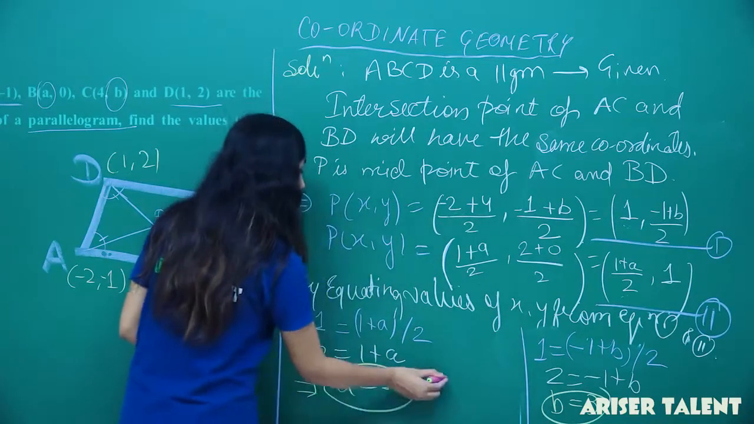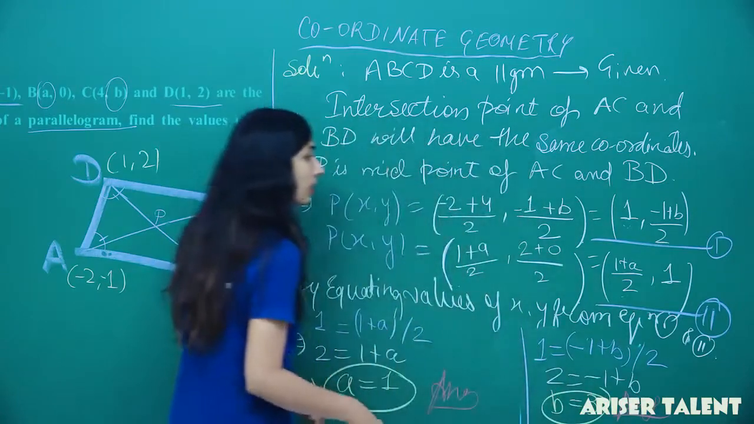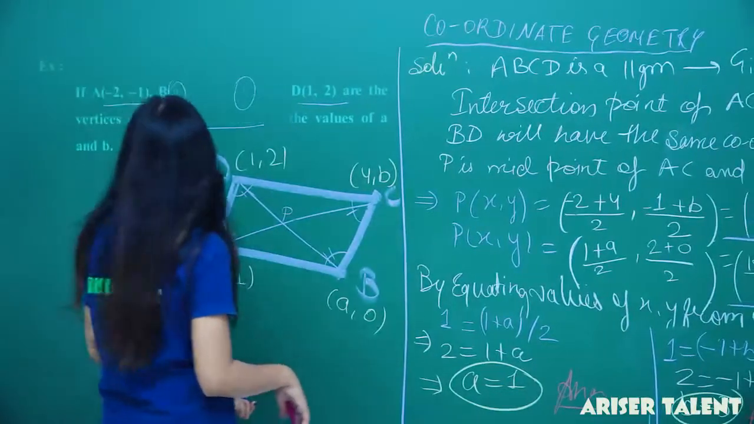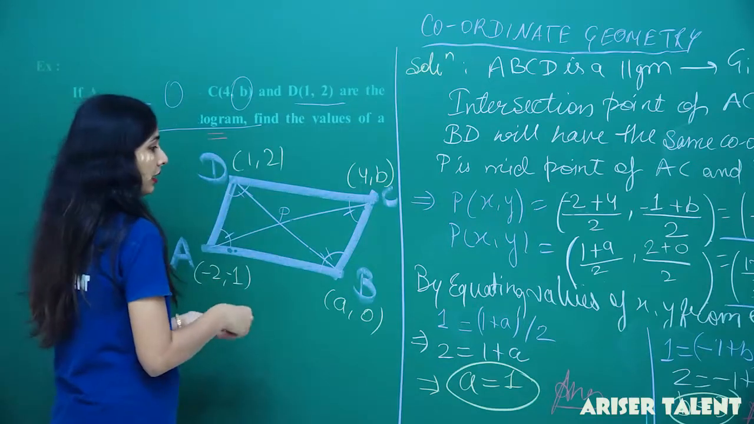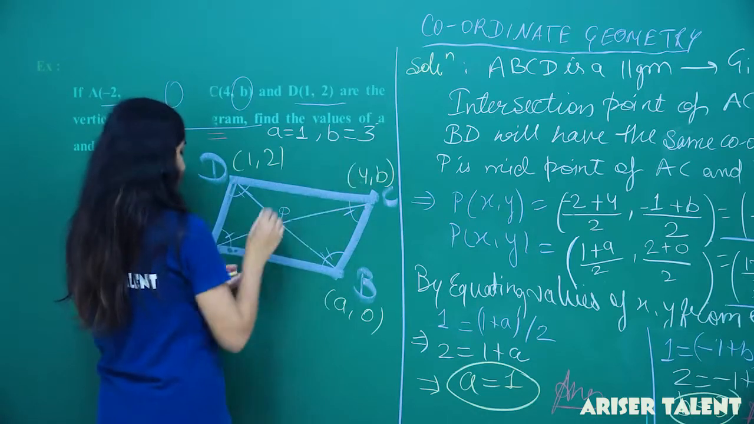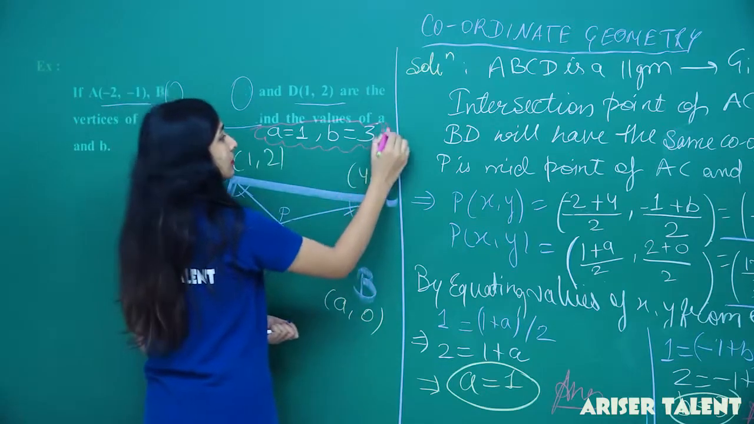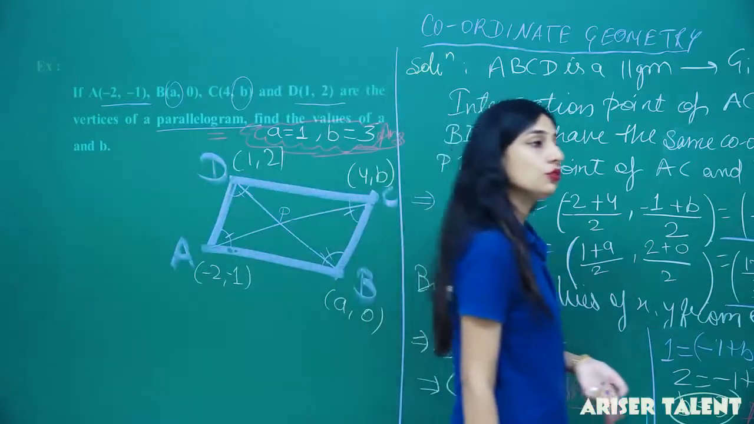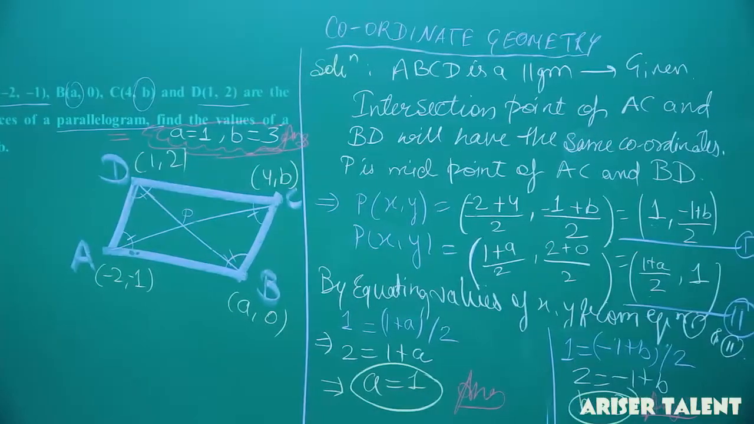So my dear students, this is your answer. Or you can say that the value of a and b is a equals 1 and b equals 3. Now this is your answer. Okay, now what you have to do, note it so that we can move forward.